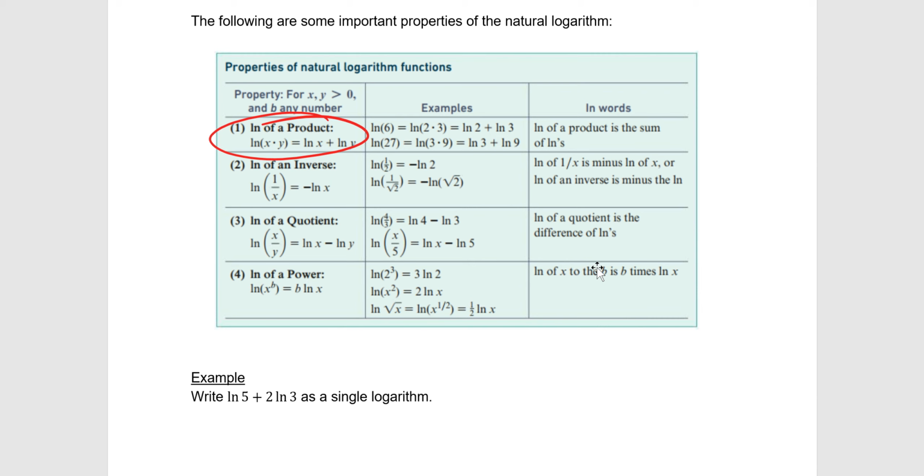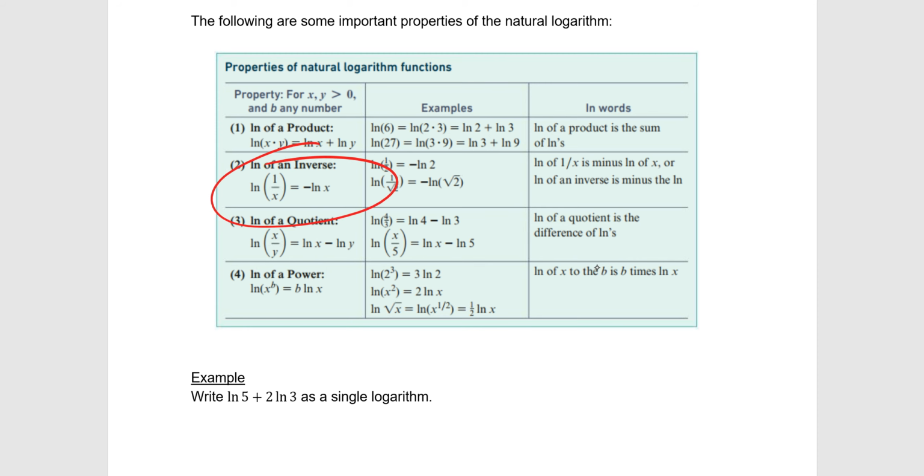If we have the ln of x times y, we can rewrite that as the ln of x plus the ln of y. And I'm going to skip down to 3 here. If we have the ln of a quotient, the ln of x divided by y, we can rewrite that as ln of x minus ln of y, meaning whatever's in the denominator is getting subtracted. And I'm going to skip down to 4. If we have the ln of a power, meaning the ln of x to an exponent, ln of x to the b, we can bring down the exponent out front and rewrite that as b times the ln of x.